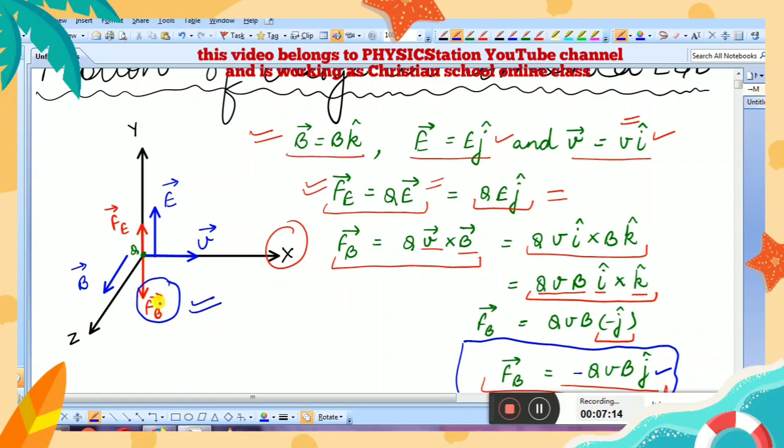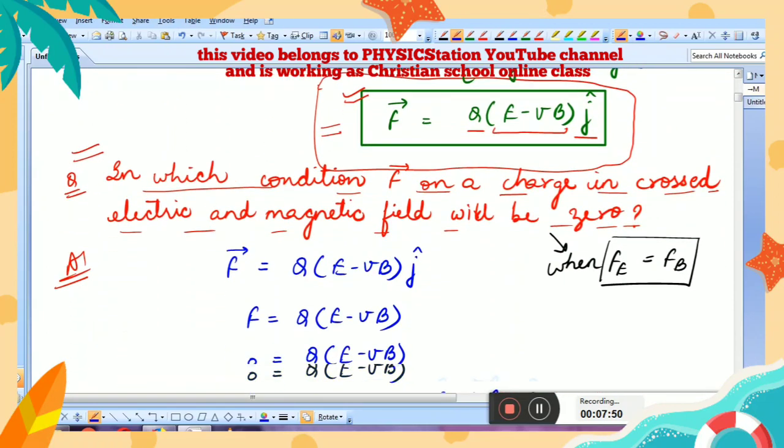Also you can predict the direction with the help of cross product. As you know, the direction of cross product will be given by right hand thumb rule. If you take your right hand and start curling your fingers from the first vector towards the second vector, then whatever direction your thumb points in, the same will be the direction of the cross product, or you can say this force. After this, let us come back to the question again.